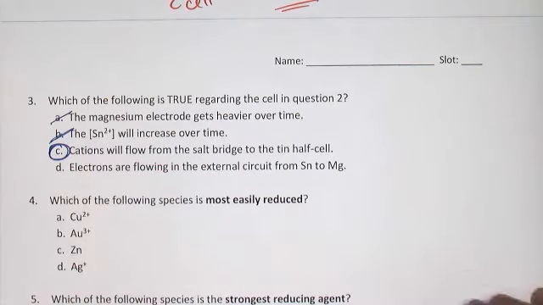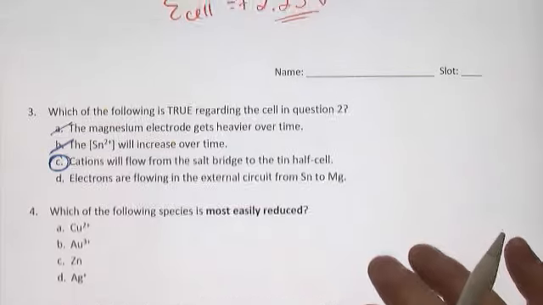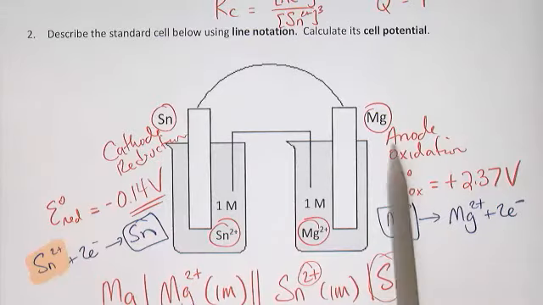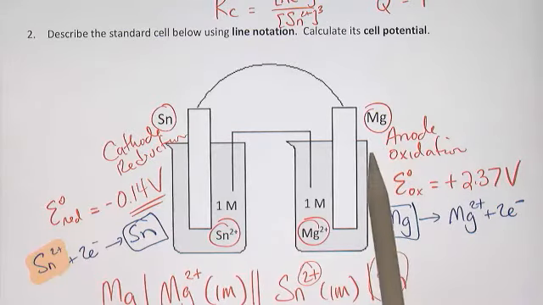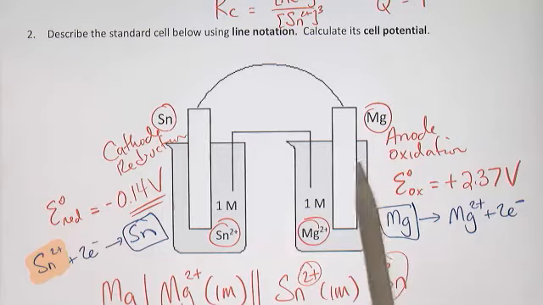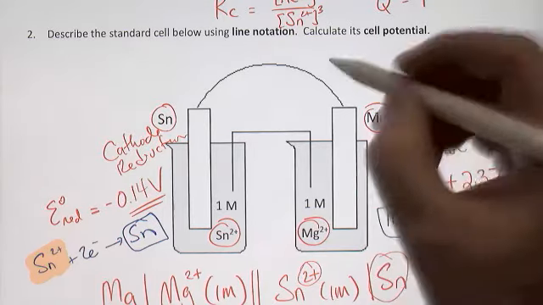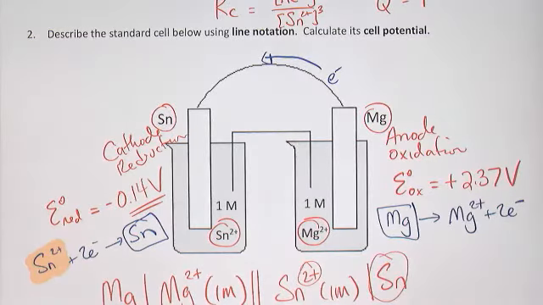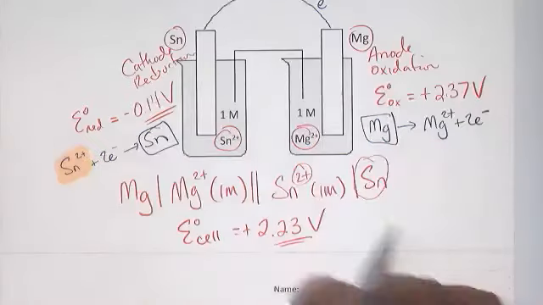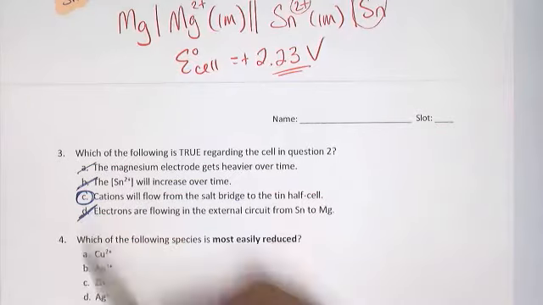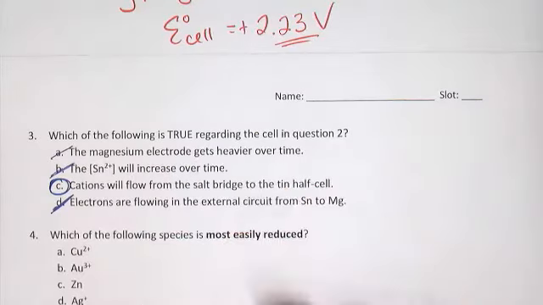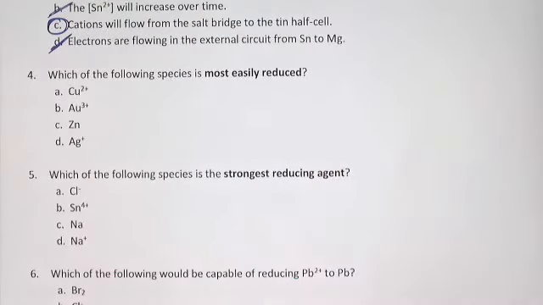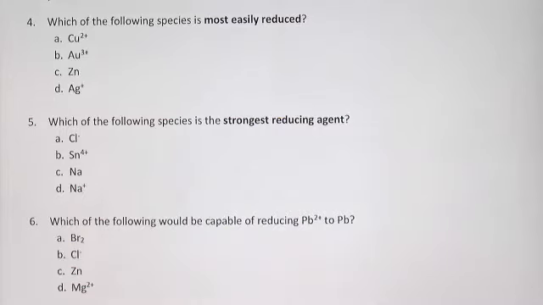Do electrons flow from tin to magnesium? Well, magnesium is where they were being oxidized, right? Oxidation was occurring there, and that's the loss of electrons. So electrons are leaving from the magnesium and headed towards the tin, aren't they? So that last statement was false. All right. For the next questions, refer to your table that we were just looking at. So which of the following is most easily reduced?